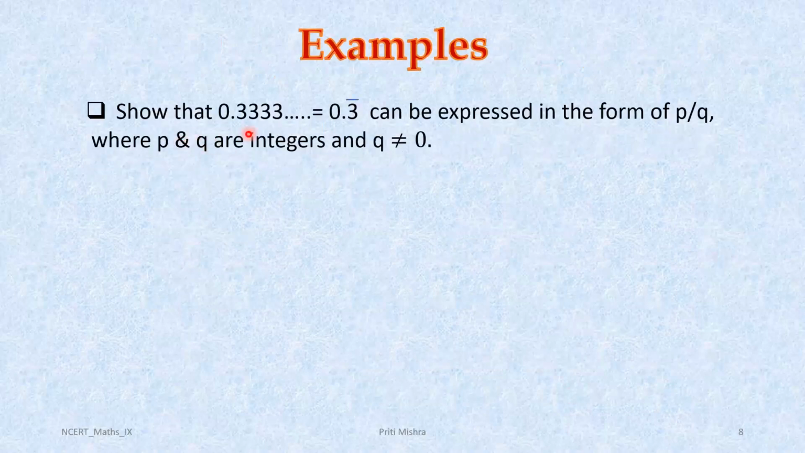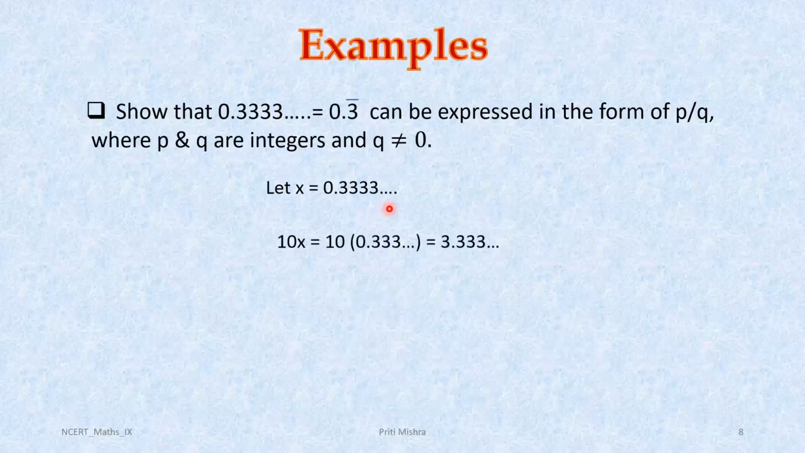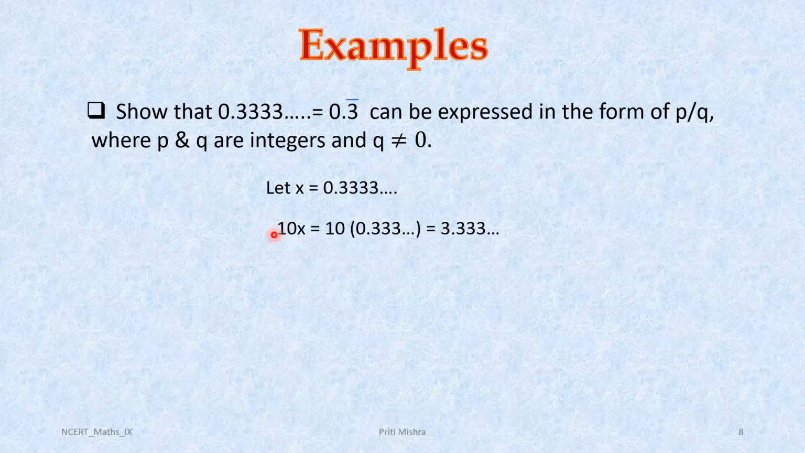Show that 0.333 up to infinity, which in brief form we can write as 0.3 bar, can be expressed in the form of p by q, where p and q are integers and q can't be 0. So here we will denote this given number by x. Let x equal 0.333 and so on. Now we will multiply this equation by 10. So 10x equals 10 into 0.333, which gives 3.333 and so on. Now 3.33 and so on can be written as 3 plus x.